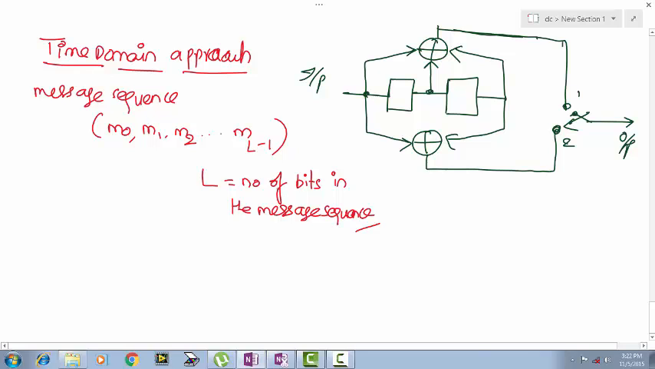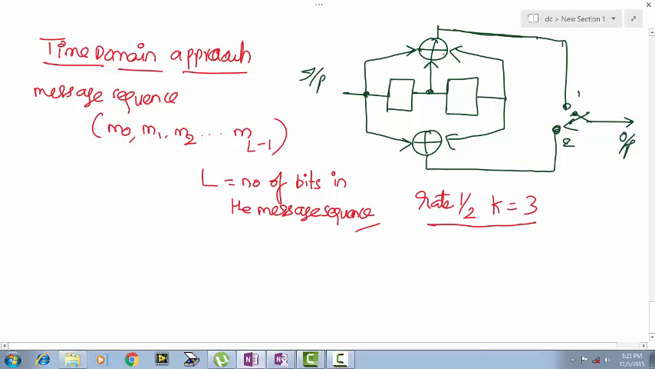For the rest of our examples of different approaches, we consider this rate 1 by 2, K equal to 3 encoder. This encoder is rate 1 by 2 and constraint length capital K equal to 3. If you look at this structure, there are two outputs, output 1 and output 2, corresponding to the two modulo 2 adders.